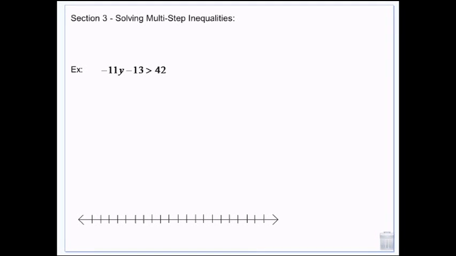When you solve a multi-step equation, the first thing you want to do is add or subtract. The second thing you're going to do is multiply or divide, of course flipping if necessary.